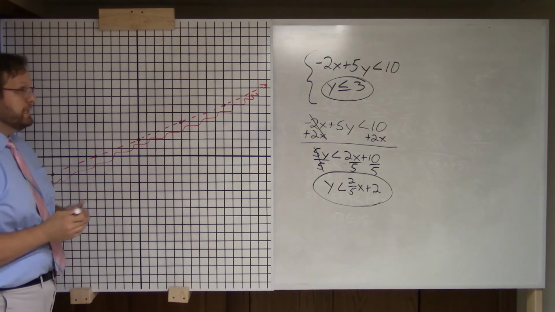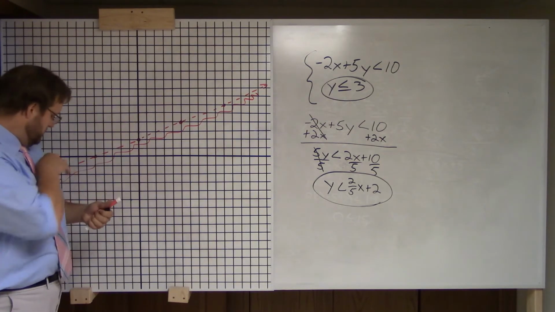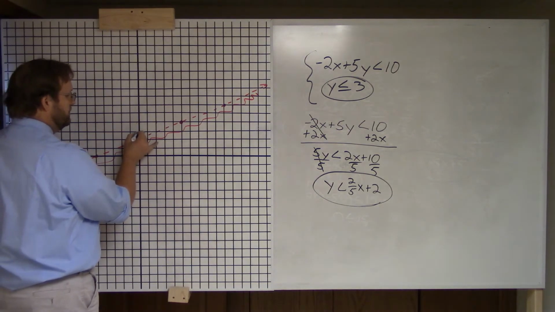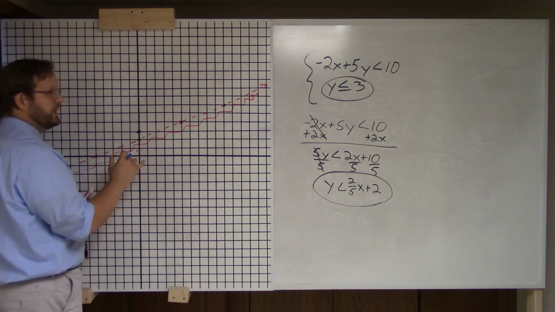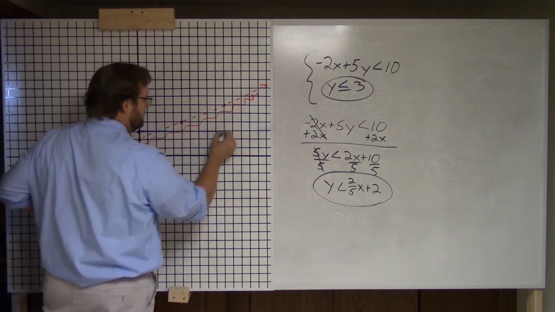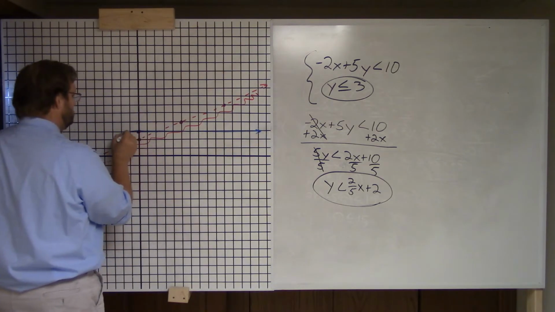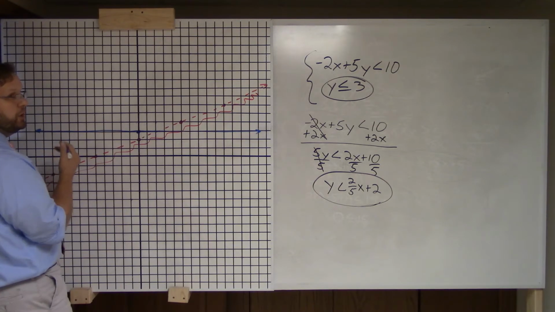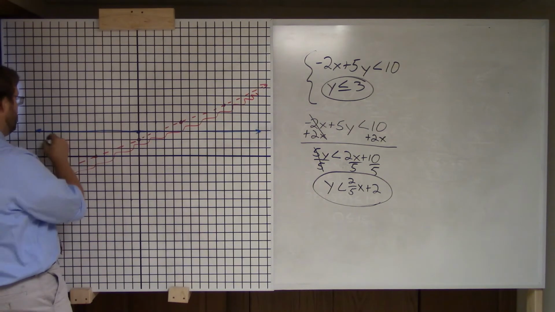Okay. Next, I just go to that horizontal line, which is on the y-axis at 3, and then I do a horizontal. This is going to be a solid line because of the or equal to. And then I am shading below because it's less than 3.